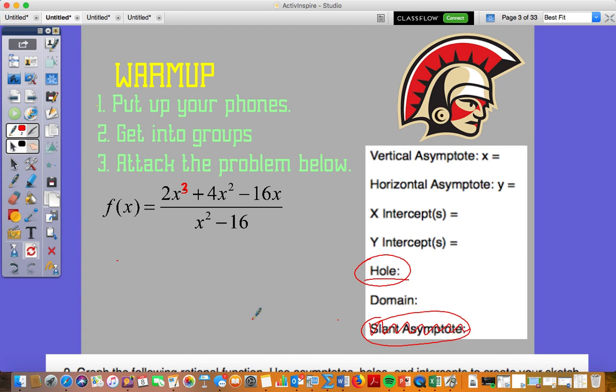I'm sure that 2x, you don't drop that, right? Or all of the x's.